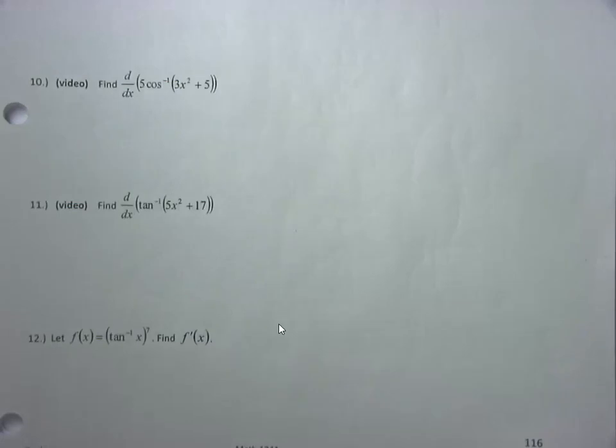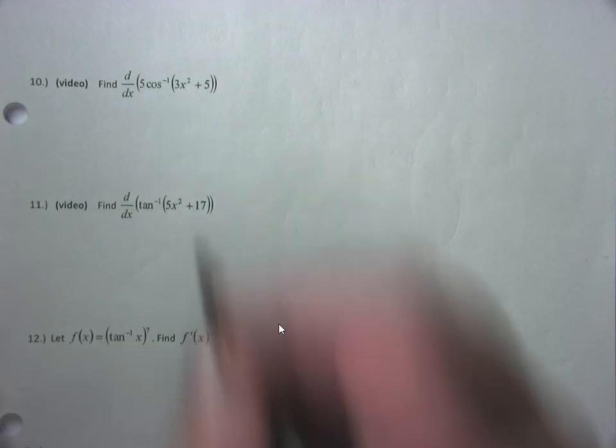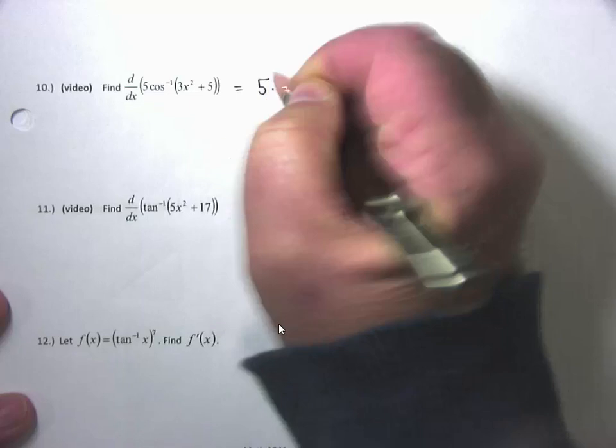This guy, number 10. Take the derivative with respect to x of 5 cosine inverse of 3x squared plus 5. You're taking the cosine inverse of this 3x squared plus 5. This is a chain rule because you got something other than x that's inside the quote-unquote parentheses of that cosine inverse. 5 is a constant. No one cares about 5. It just holds over. 5 times.